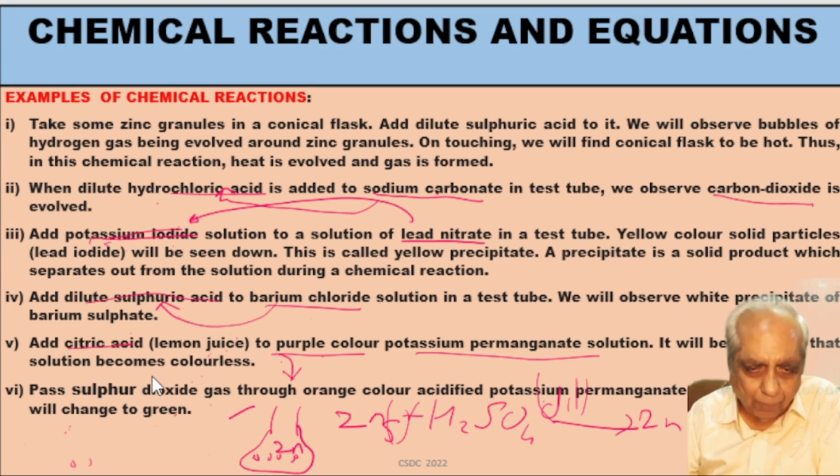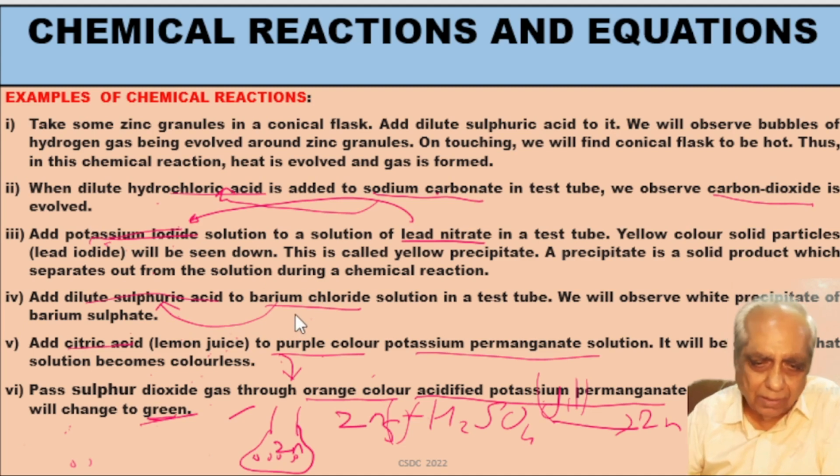Now if I pass sulfur dioxide through orange colored acidified potassium permanganate. What do we mean? Acidified means I have added a small amount of sulfuric acid to potassium permanganate, which is orange in color. If I pass SO2, it becomes green. So there is a change in color. So these examples indicate the changes that we observe during chemical reactions.